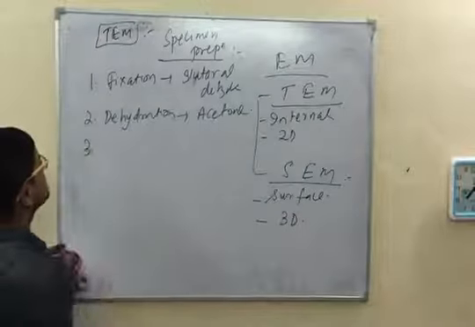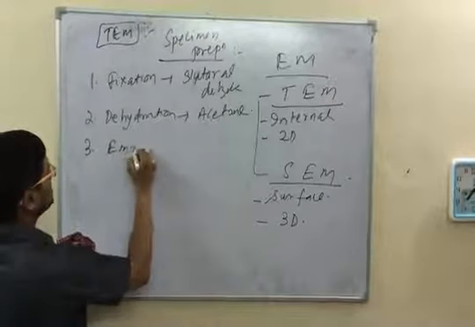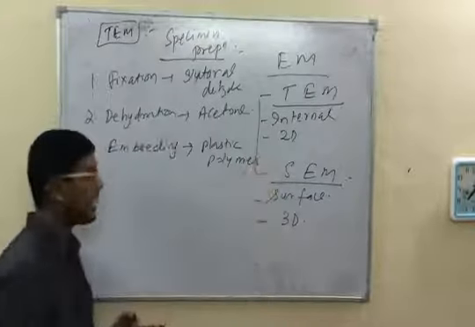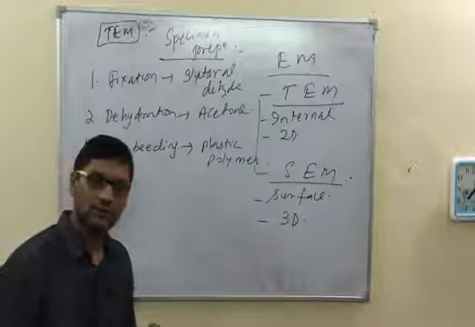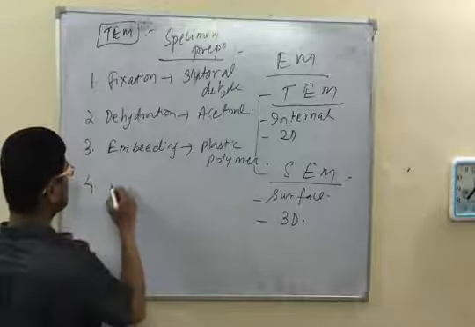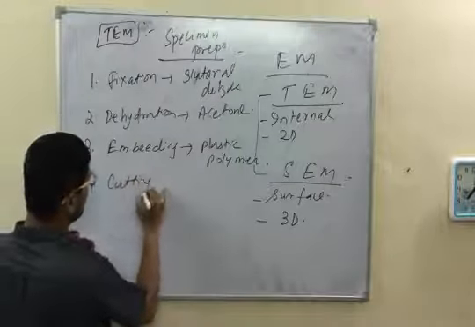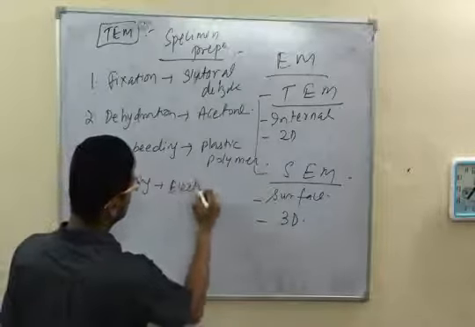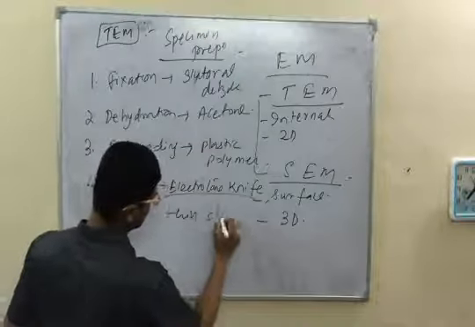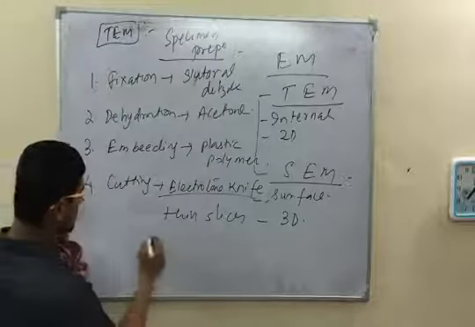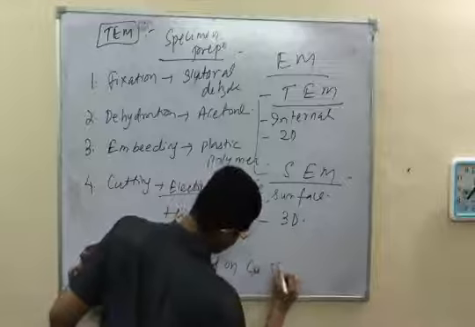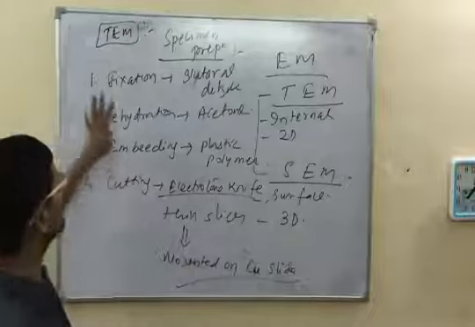Why? Because the third step is you have to embed the specimen with plastic polymers. The next step is after the specimen is completely dehydrated, you have to add plastic polymers so that the specimen gets hardened. Once it is hard in nature, the next is you have to do slicing. You have to cut the specimen by using specific knives, electrotome knives you can use. Okay, so this is used to make thin slices. You can cut the specimen into thin slices so that it can be mounted on the copper slate. So this is how you have to prepare the specimen.